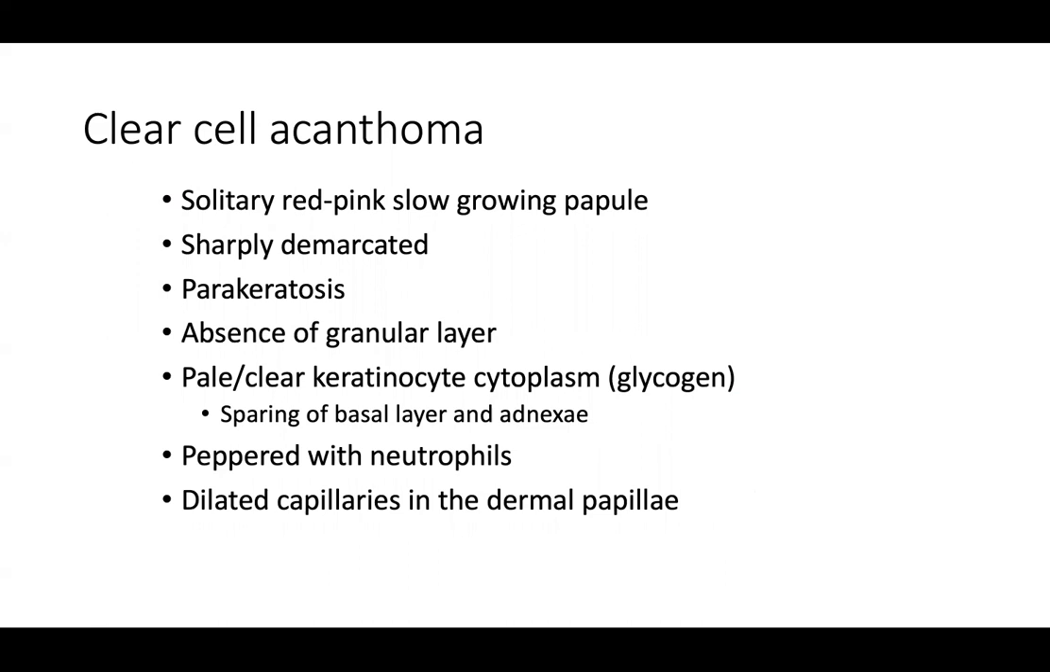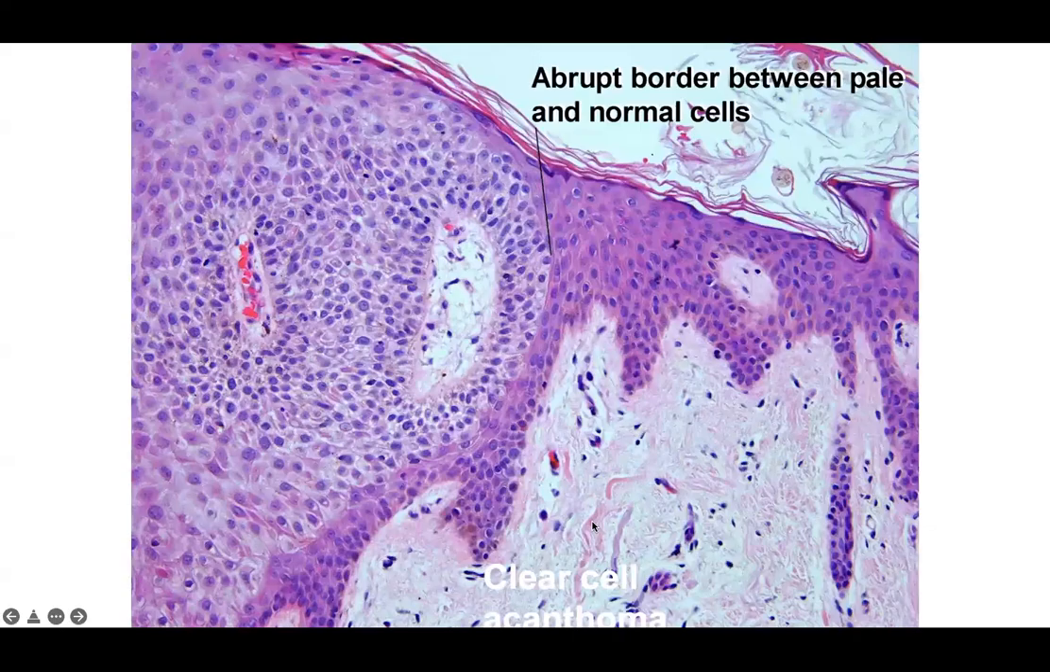But again, this is just a lesion. One of the hallmarks is that pale, clear keratinocyte cytoplasm retaining glycogen within, and the defect in phosphorylase is the test question they always want you to know for clear cell acanthoma. Usually this change of pale or clear keratinocyte cytoplasm spares the basal layer and the adnexa. In the dermal papilla, you'll find dilated capillaries as well.